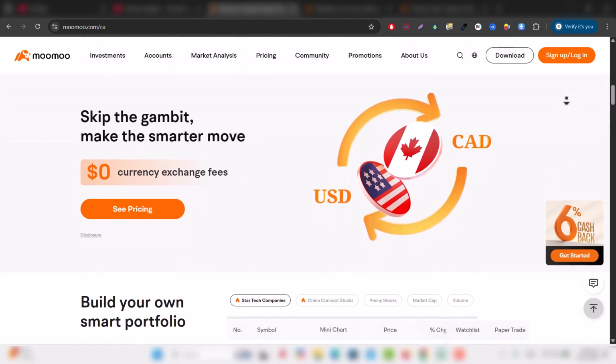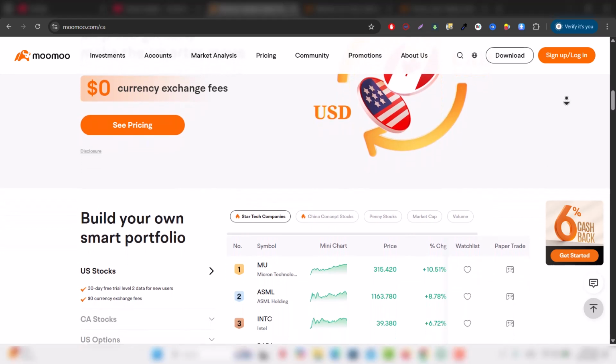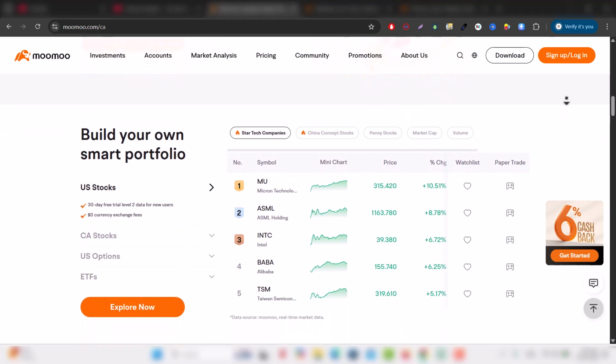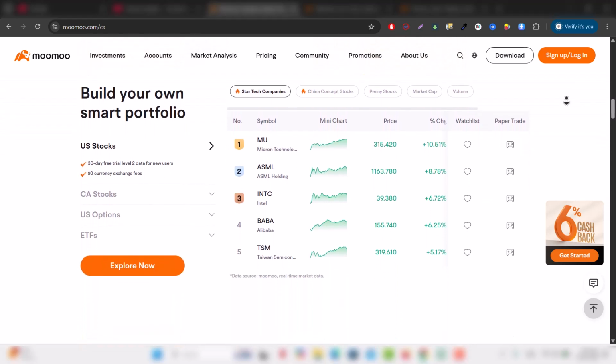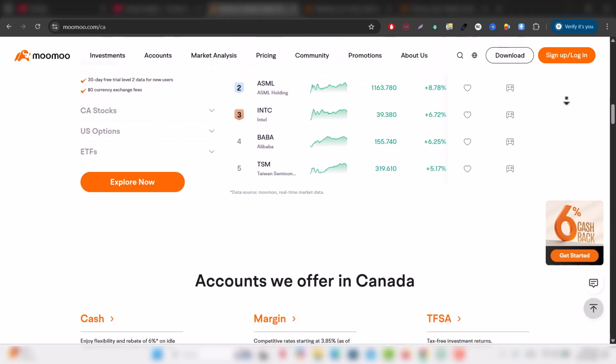The platform is powerful. You get advanced charting, real-time market data, technical indicators, and even a paper trading mode to practice strategies without risking real money. Plus, the educational content is solid, useful for both beginners and more experienced traders wanting to level up.